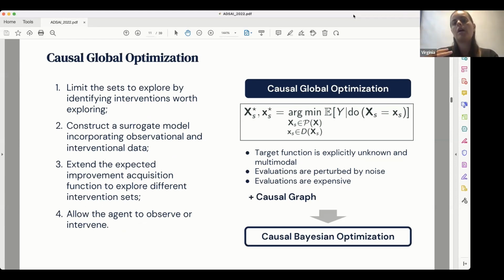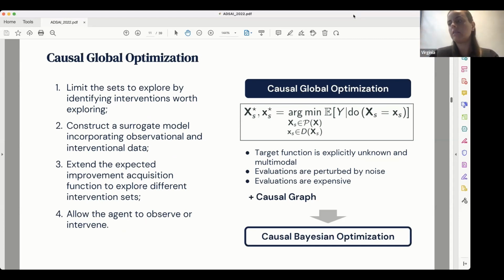So first of all, this power set of the manipulative nodes might be huge. And so we need to find a way to restrict the search space of the algorithm, and so limit also the type of interventions that we need to perform. We need to come up with a way to model the target function, possibly using all the data that we have, so observational data, interventional data.